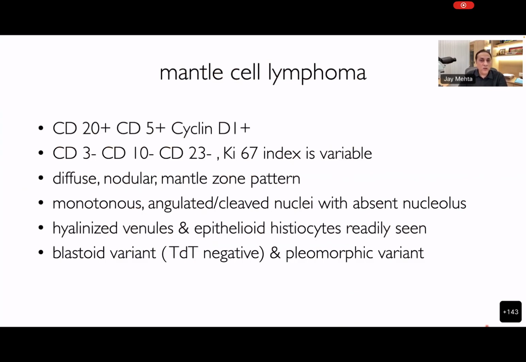So going to mantle cell lymphoma, this is the other B cell lymphoma which expresses CD5, which is a T cell marker, paradoxically. But here it also expresses cyclin D1, and it's negative for CD23. It's also negative for CD3 and CD10. The Ki67, that's the proliferation index, kind of varies.